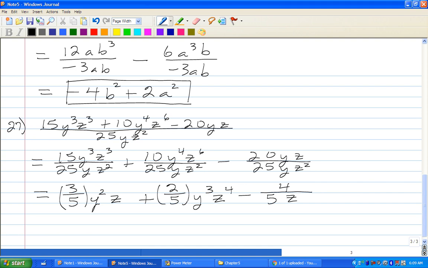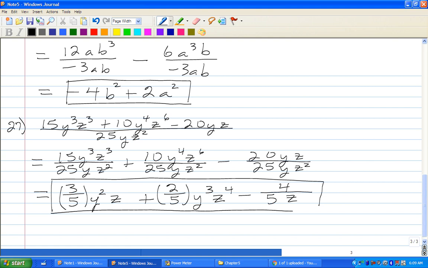Let me put parentheses around these just to make sure that you see that the variables are not in the denominators.